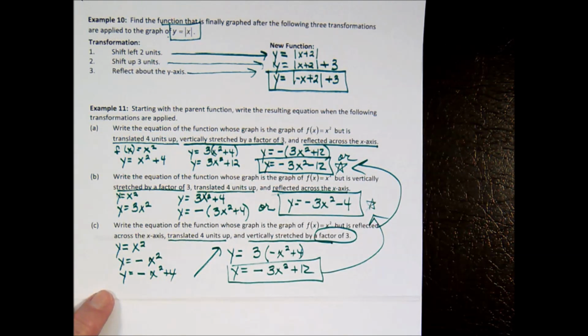A couple things to remember here. If you're reflecting across the x, the whole right-hand side gets a negative applied. And if you are vertically stretching, the whole right-hand side gets that stretch applied. So I had to use that distributive property.